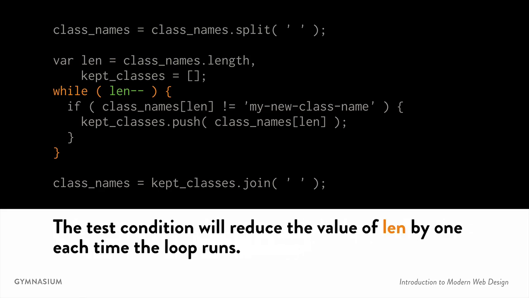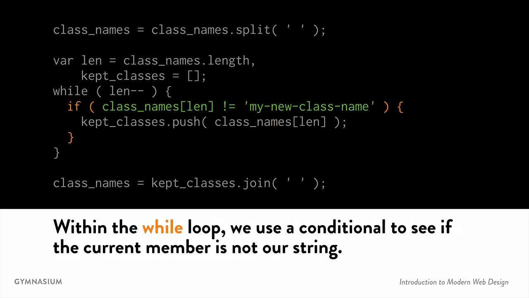So within that while loop, we're going to test a condition. In this case, we're going to test to see if the current class name, so 4, 3, 2, 1, or simply 1 if there's only one class name, is not equal to my new class name. So in this case, if it is equal to my new class name, the code inside of the curly braces would be skipped over, would not be executed.